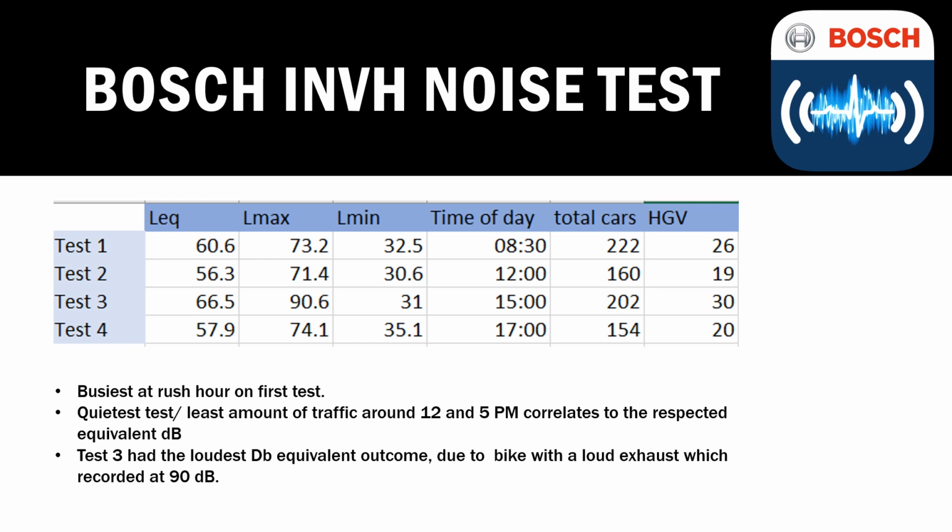Test 3 has the most noticeable difference, with the highest equivalent dB and also the highest dB max at 90.6. This was due to a motorbike with a loud exhaust which caused the dB to reach this high. This is also most likely why test 1 has the second highest value.